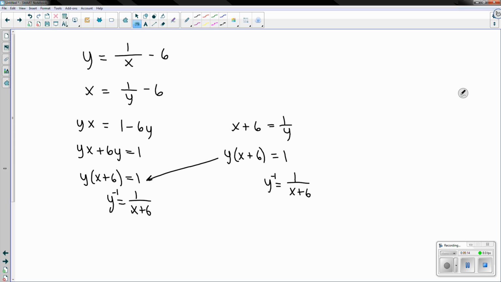So either way will get you to the same place. Just make sure you are sound with your algebra. If you elect to multiply both sides by y first, realize that all terms on that side must be multiplied by y.